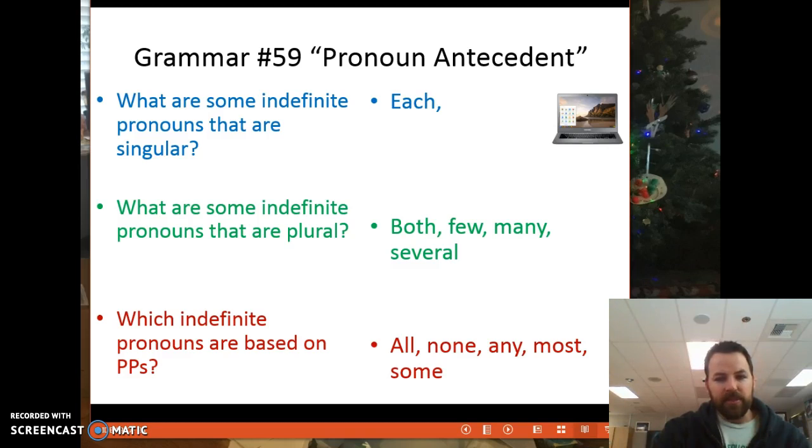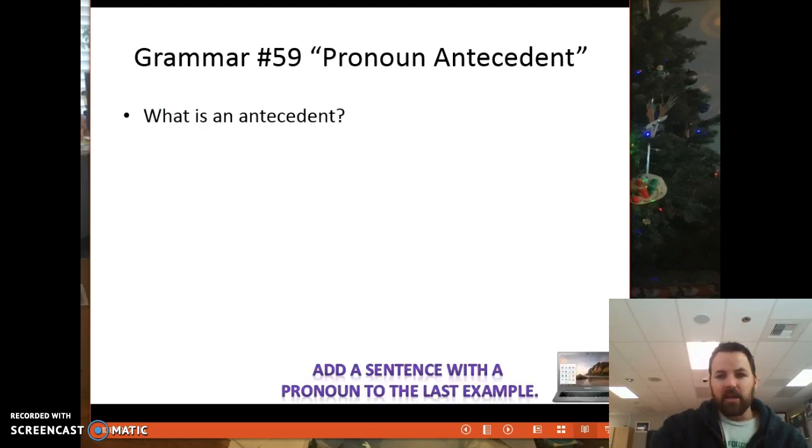You look at the prepositional phrase on TV to get more information about whether all, none, any, most, or some is meant to be plural or singular. Let's talk about this word. It looks so ominous and scary.